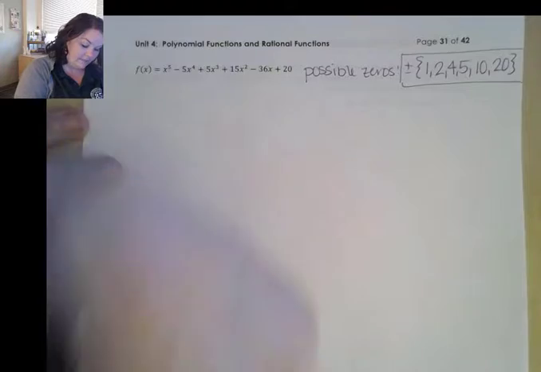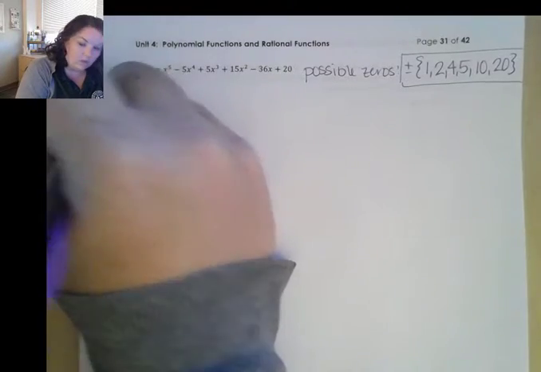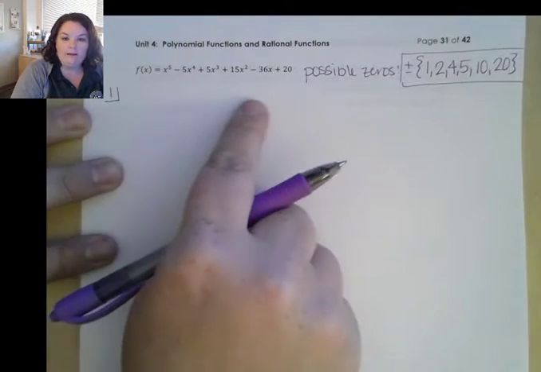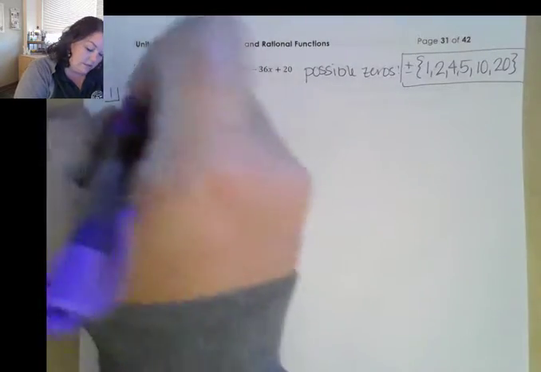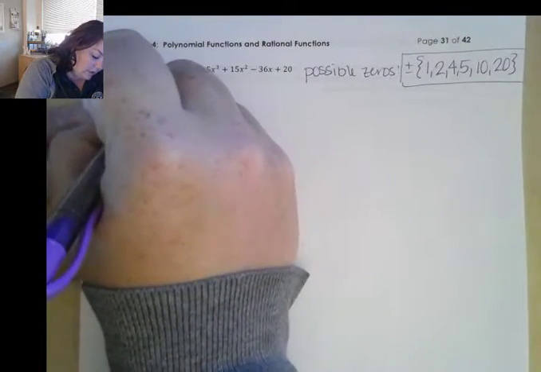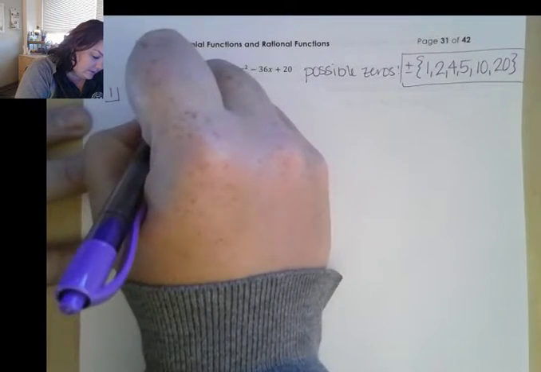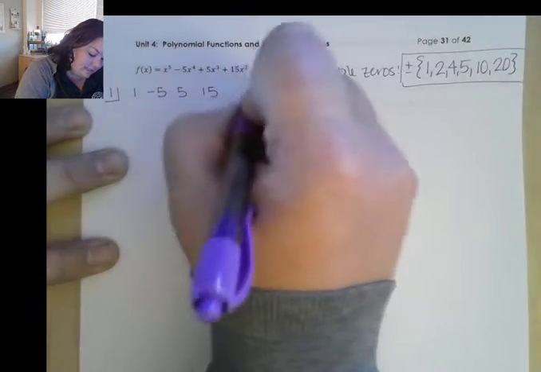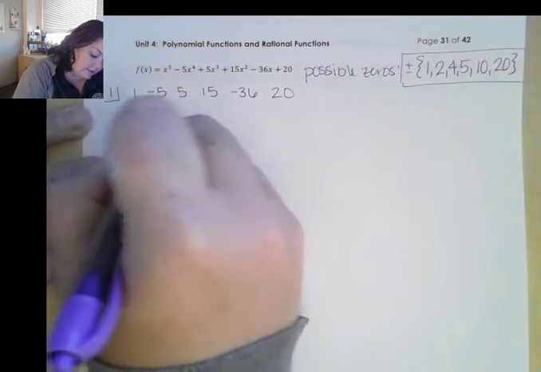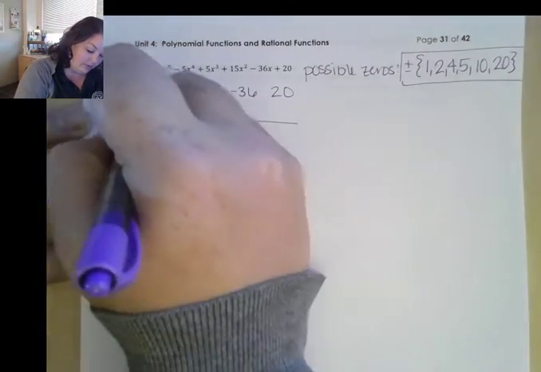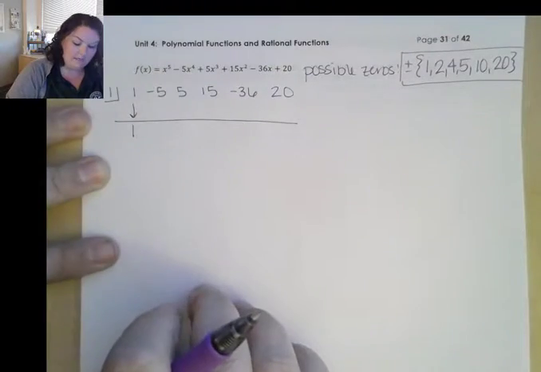So I'm going to start with 1. Sometimes we get lucky and 1 works. And I'm going to write out all my coefficients. Notice I'm not missing any terms. So I have a 1, a negative 5, a 5, a 15, a negative 36, and a 20. I'm going to draw my line, bring my first number down, which is a 1.